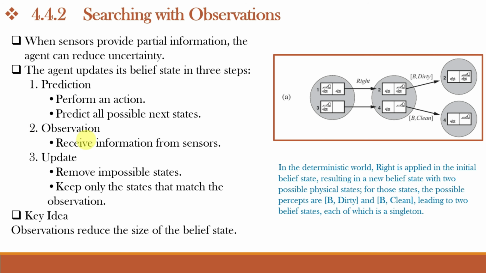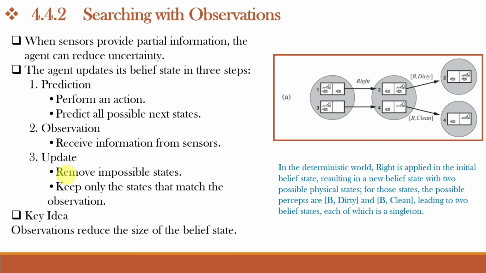Step 2 is observation. Next, the agent receives information from its sensors. For example, the sensor may say you are in room B and it is dirty, or you are in room B and it is clean. And this new information helps the agent. And step 3 is update.